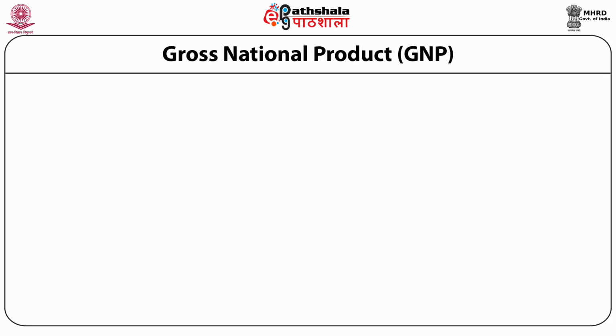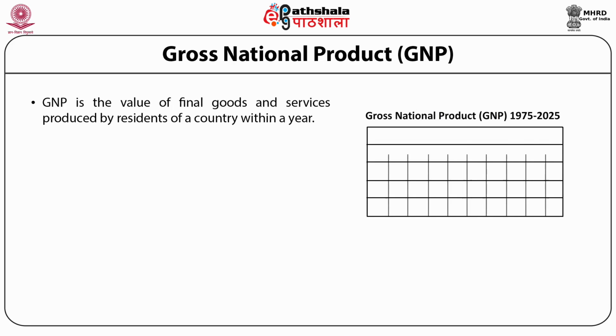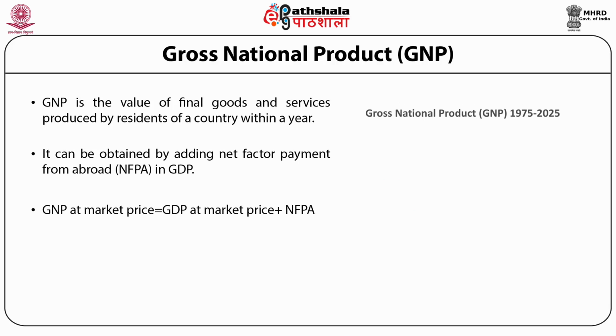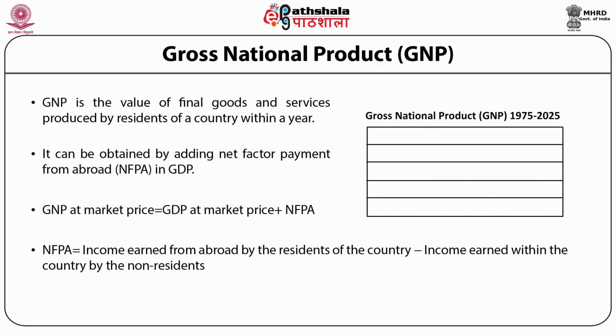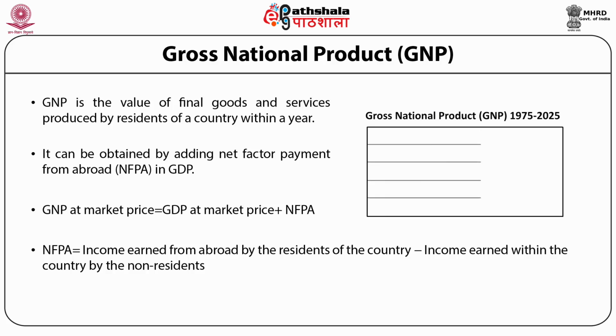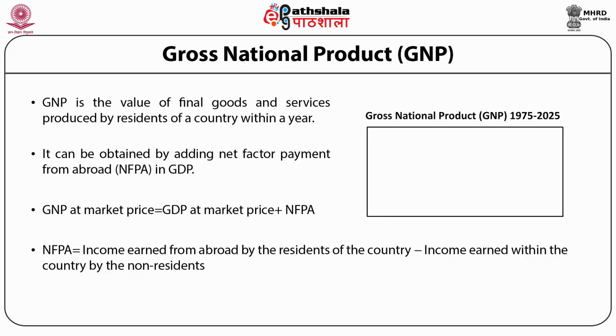Gross National Product or GNP. GNP is the value of final goods and services produced by residents of a country within a year. It can be obtained by adding net factor payment from abroad in GDP. Net factor payment from abroad is calculated by taking the income earned by residents from abroad in the form of compensation of employees, rent, interest, profit, and net retained earning of companies, and then deducting the similar earning of non-residents within the country.